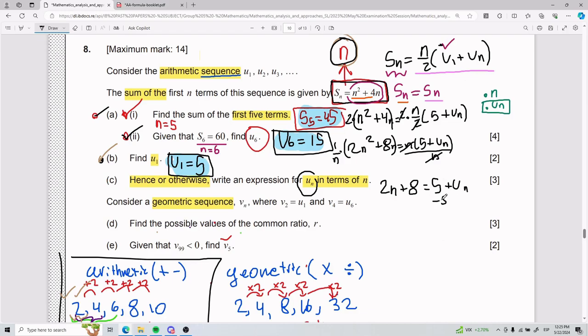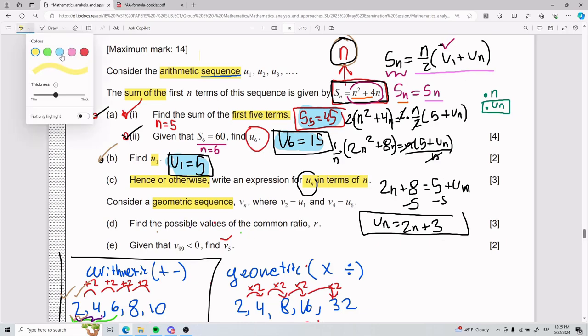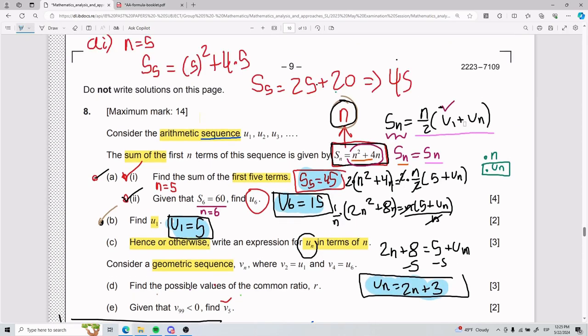So you can do minus 5. Minus 5, you end up with un equals 2n plus 3. Da-da-da-da. That is a way in which you can do part C. Now, part C is pretty hard to spot, and so let me go over the procedure just one more time.